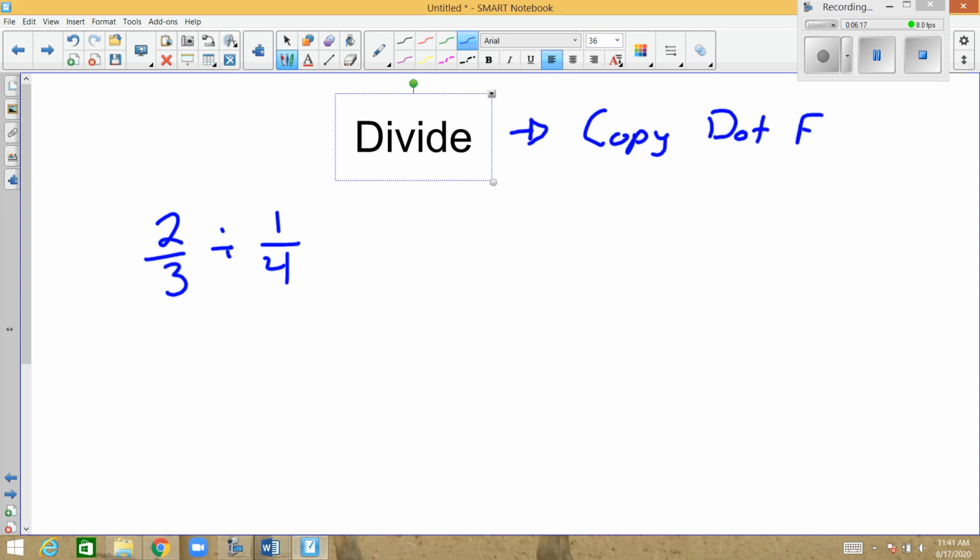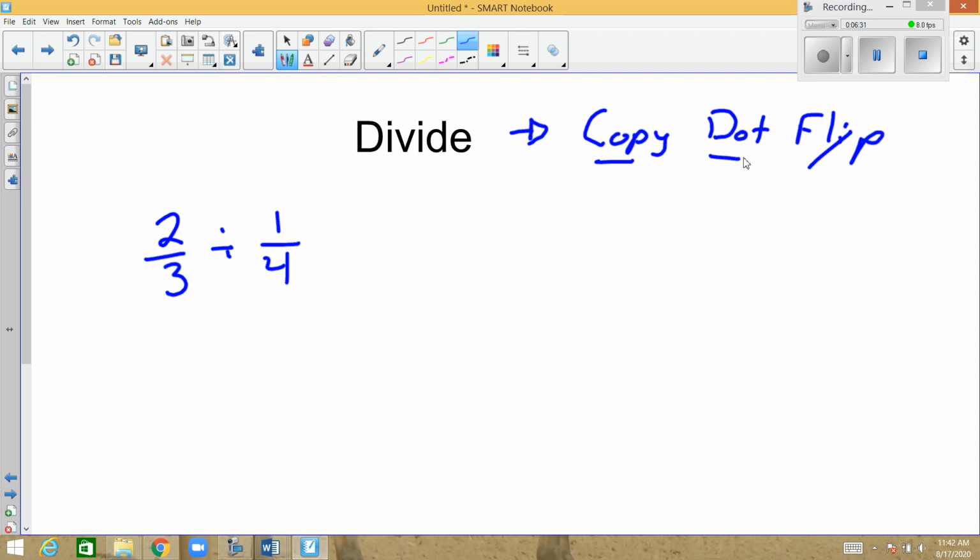Division is probably the easiest thing in fractions. Copy dot flip. This is the easiest thing to do in fractions because we have three things there. Let me do that again: I have copy, I have a dot, and I have a flip. One, two, three things here.